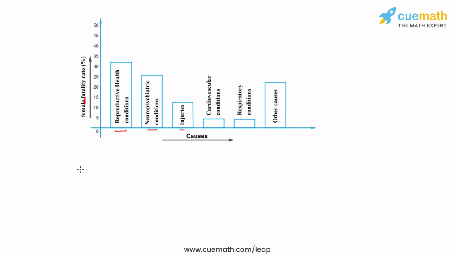So now we'll go on to the second bit, and it can be visualized from the graph that the female fatality rate due to reproductive health conditions is more than double that of the fatality rate owing to injuries. So this is the major cause that we get. Reproductive health conditions can be considered as the major cause of women's ill health and death worldwide.